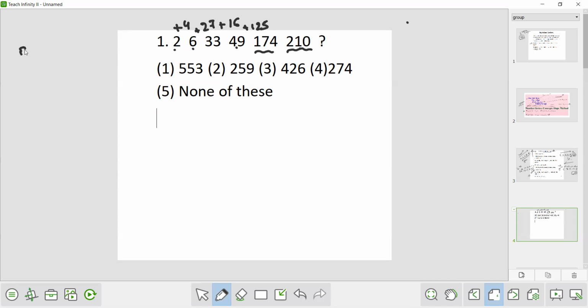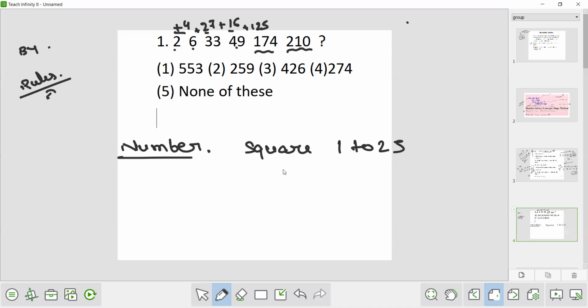Always remember, by the 3 results, the rule gets confirmed, and after that we don't check for further results. So here we are witnessing that it's plus 4, plus 27, plus 16. Okay, so how to recognize this? The first thing in number series is that you must know the squares from 1 to 25 and the cubes from 1 to 10. If you know this much, then you can recognize the series easily.